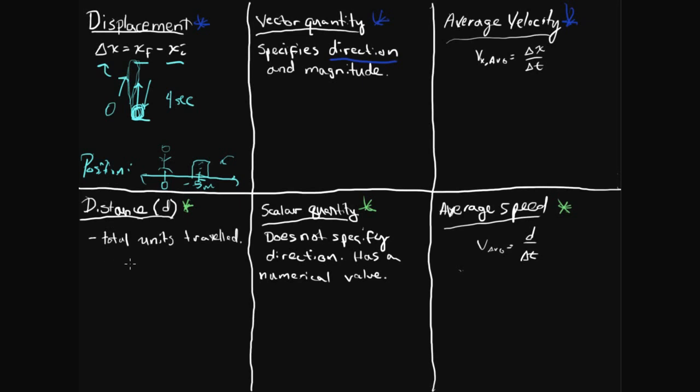So distance, in the sense, is going to be those total units traveled during the time interval. So the ball all the way up and all the way down, that entire unit, that'll be the total distance traveled. So that's one of the big differences between displacement and distance.